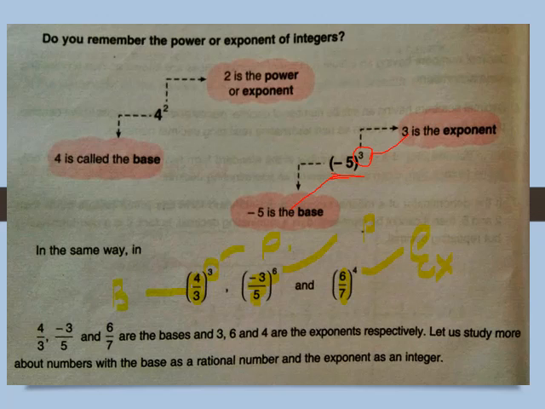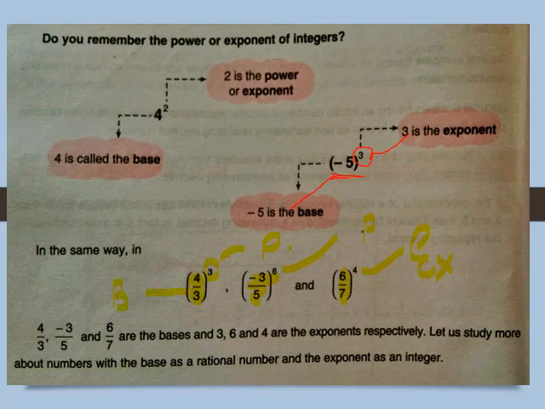See the second example now. Minus 5 raised to 3. Minus 5 raised to 3 means what? Minus 5 is the base and 3 is the power, that is the exponent.